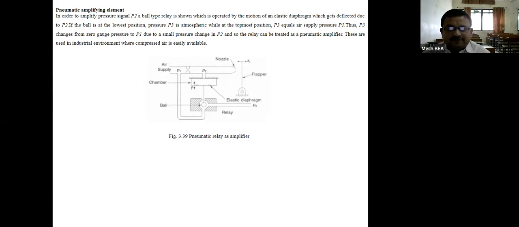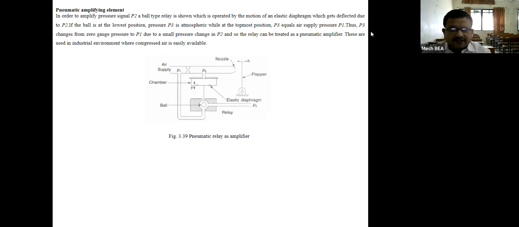Pneumatic amplifying element. In order to amplify pressure signal P2, a ball type relay is shown, which is operated by the motion of an elastic diaphragm. This is the elastic diaphragm, which gets deflected by P2. If the ball is at its lowest position, pressure P3 is atmospheric pressure. While at the topmost position, P3 equals air pressure P1. Thus, P3 changes from zero gauge pressure to P1 due to a small pressure change in P2, and so the relay can be treated as a pneumatic amplifier.